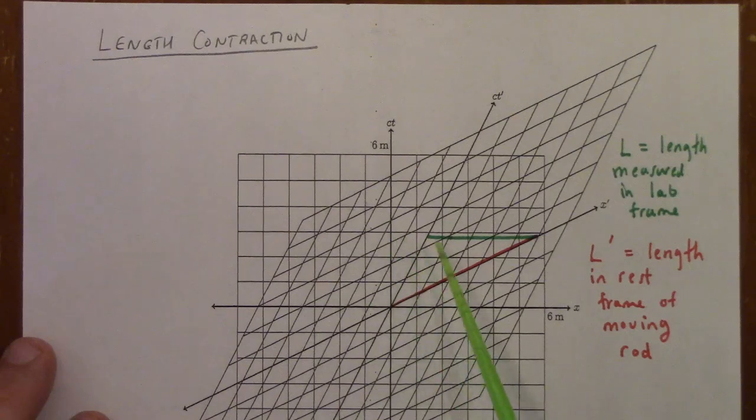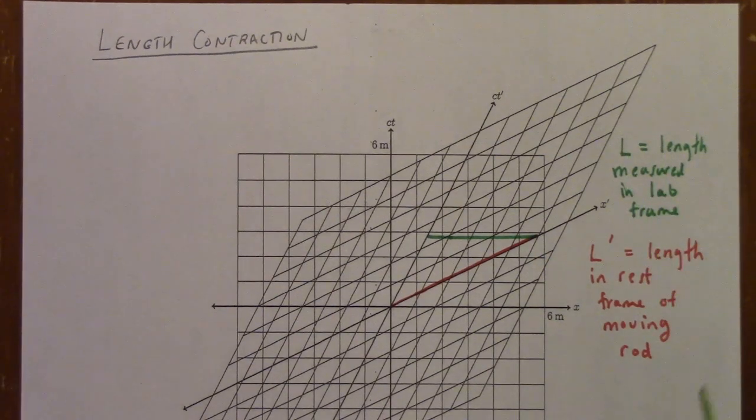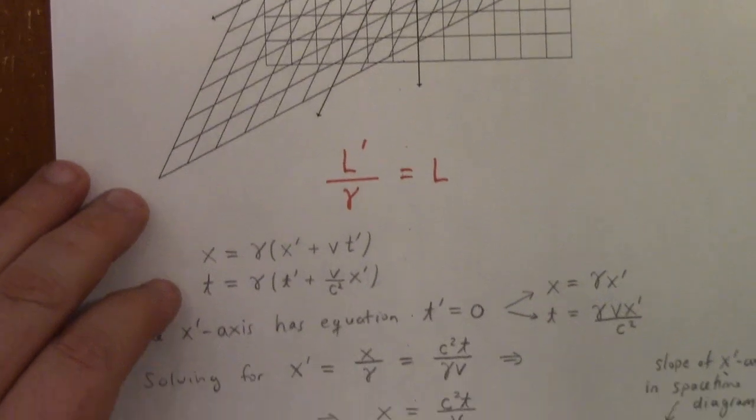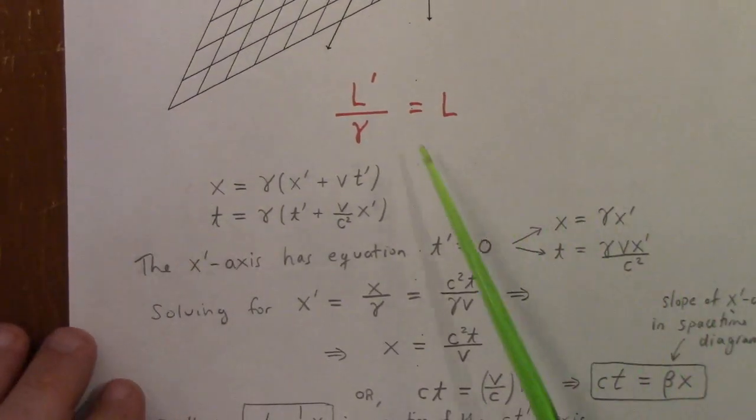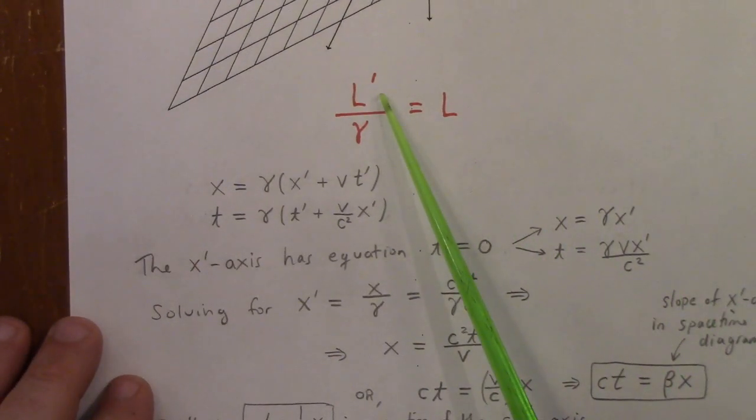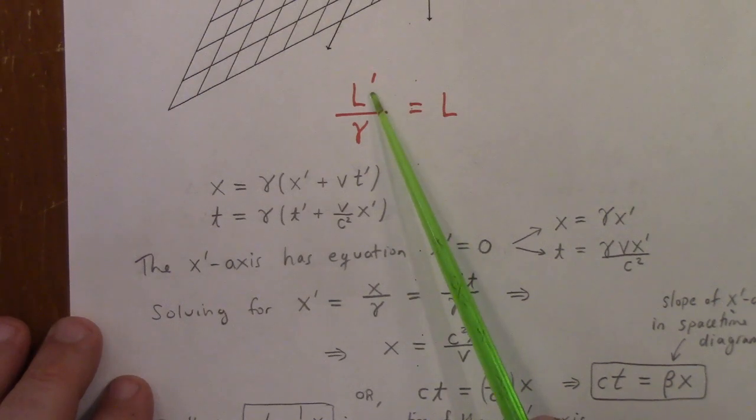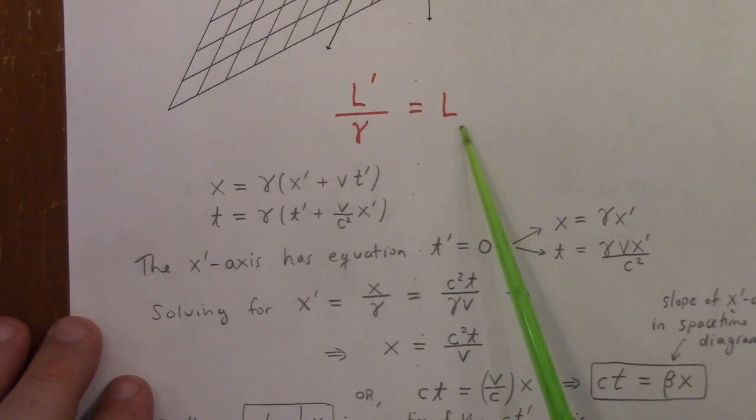And as you can see, if you trace the world lines of the beginning and the ending of the rod, they'd go like this and like this. So when you measure the length of the rod at this time, for instance, you get a shorter length as compared to that. And when you work out the mathematics of that, which I haven't, you get that the proper length, the length in its rest frame, divided by gamma, is equal to the length measured in the lab frame. So this is called length contraction.